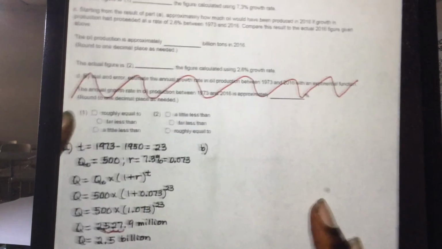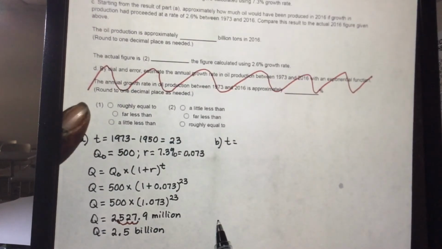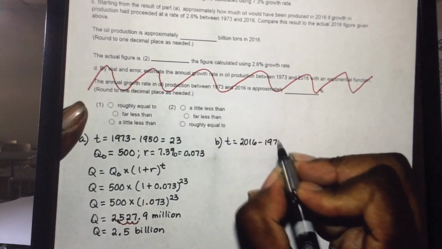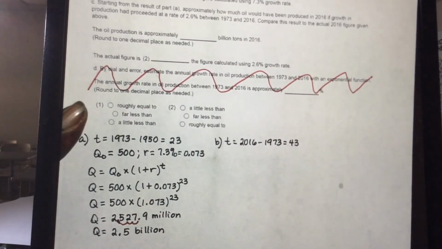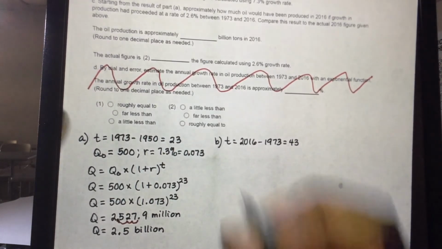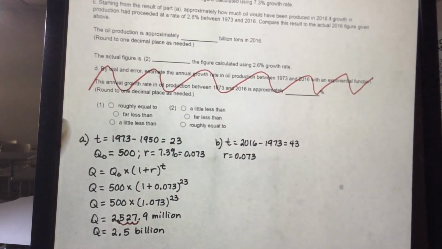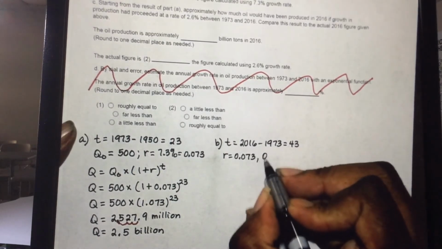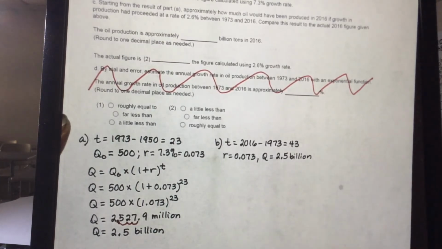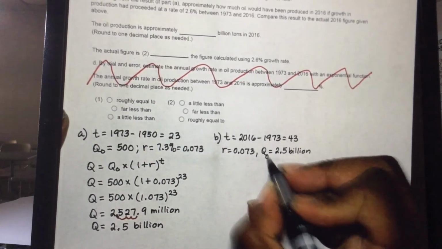So now we need to find out what the time is going to be. Your T is going to be from 1973 to 2016. So if I do 2016 minus 1973, that will give me 43 years. The R is going to still be 0.073 because that rate's still going to be the same. Your Q sub 0 this time is 2.5 billion. Here I'm using what I came up with in part A. That's going to be Q sub 0.